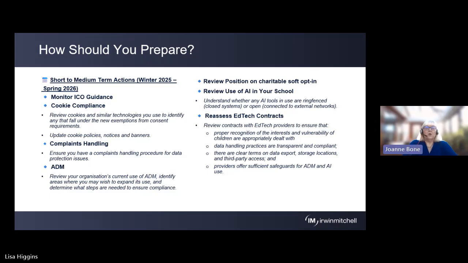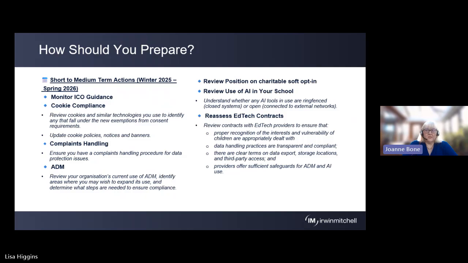Sorry, it's cold season. In relation to charitable soft opt-in, if you're a charity, I think this is a big change. It's probably worth thinking about that and how that might impact upon you and whether or not you're going to move to the charitable soft opt-in. Look at AI in schools.